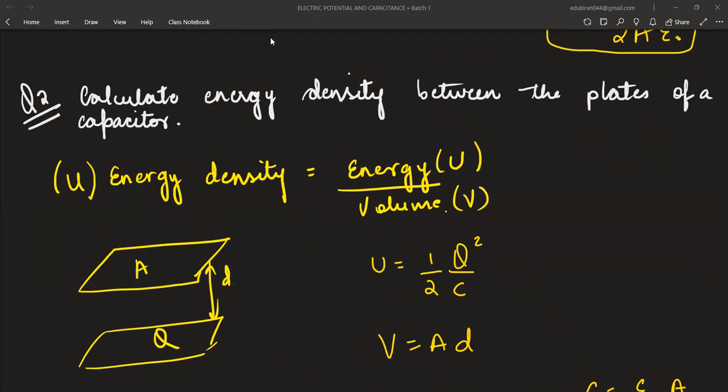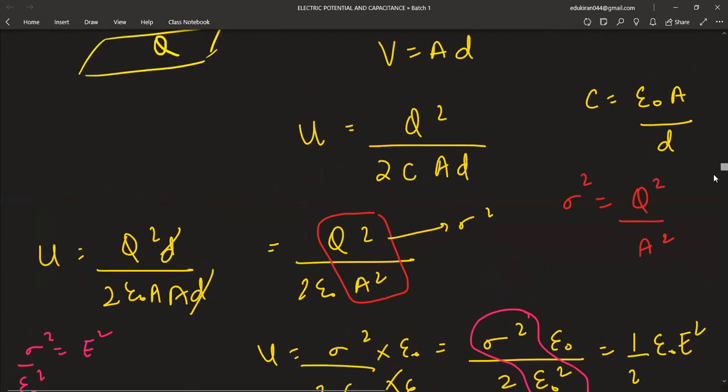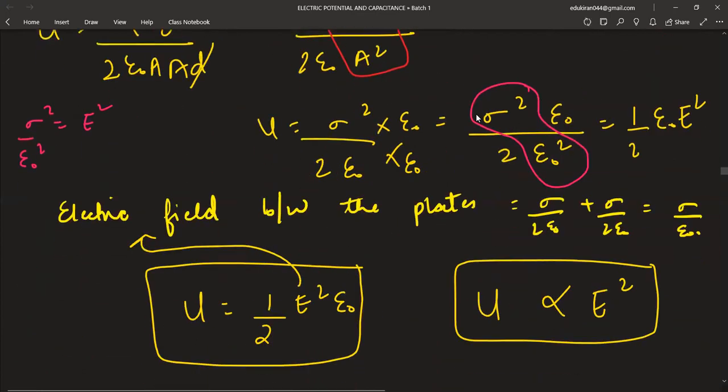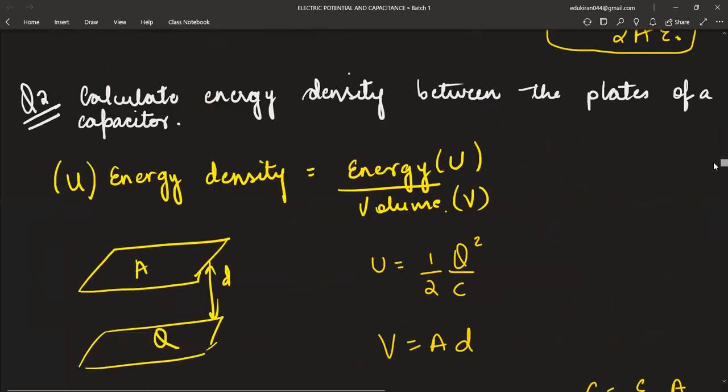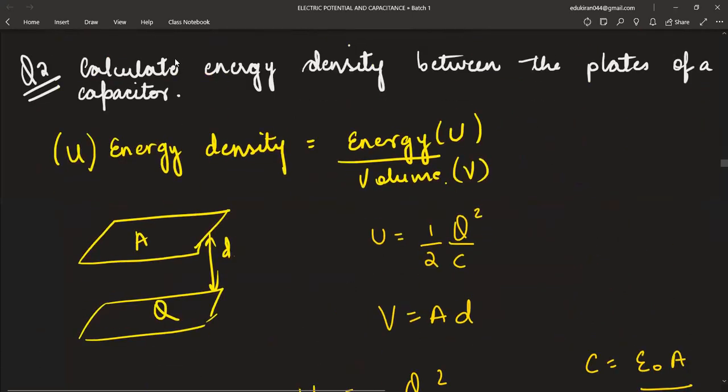Ma'am, I have a doubt. Yes, say. Why are we multiplying and dividing by epsilon naught? So as to get the relation in terms of electric field. Because this formula, sigma square by 2 epsilon naught, is also valid. If you have sigma, you can use it till here. But what if the question comes in terms of electric field? And to see the relationship with the electric field, that's why. Okay, ma'am, thank you. Write it, all of you.